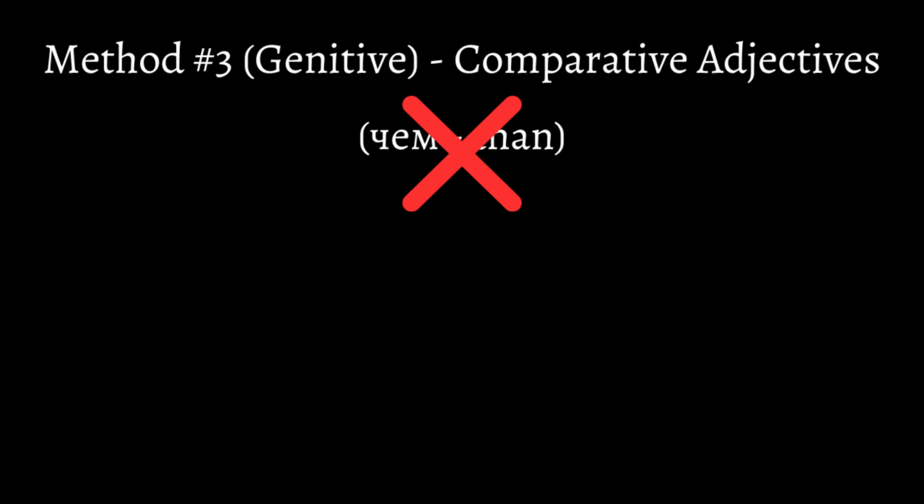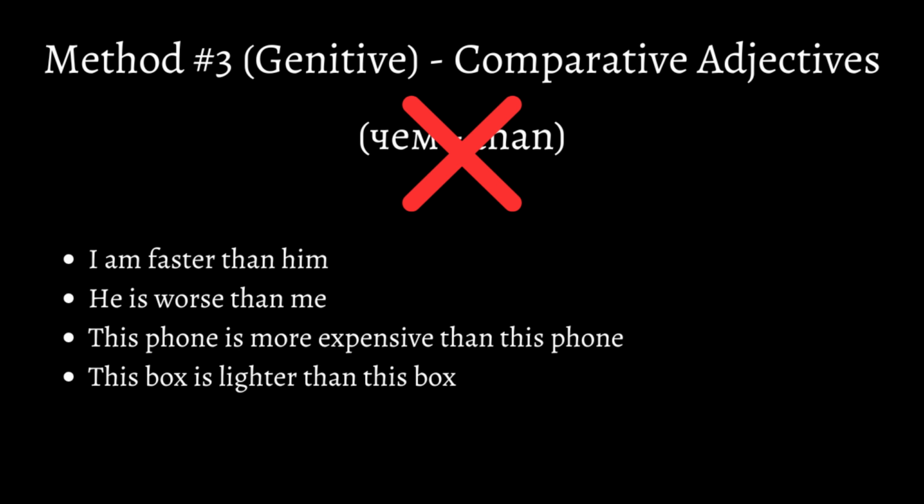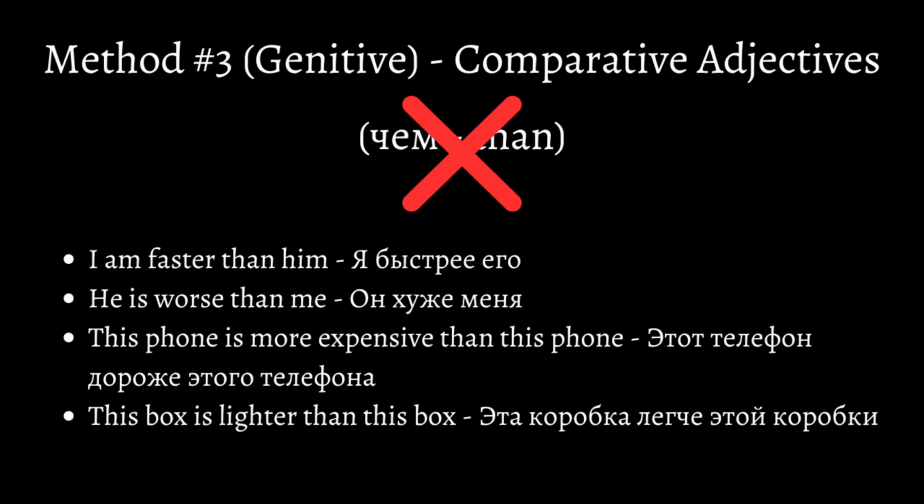We can say phrases like, I am faster than him, he is worse than me, this phone is more expensive than this phone, and this box is lighter than this box. Even though the second method of comparatives will perfectly work, the spoken method will look like this. Я быстрее его, он хуже меня, этот телефон дороже этого телефона, and эта коробка легче этой коробки. In these sentences, every comparative noun is in the genitive, without the presence of the conjunction. Его and меня are both object pronouns in the genitive, along with этого телефона and этой коробки.